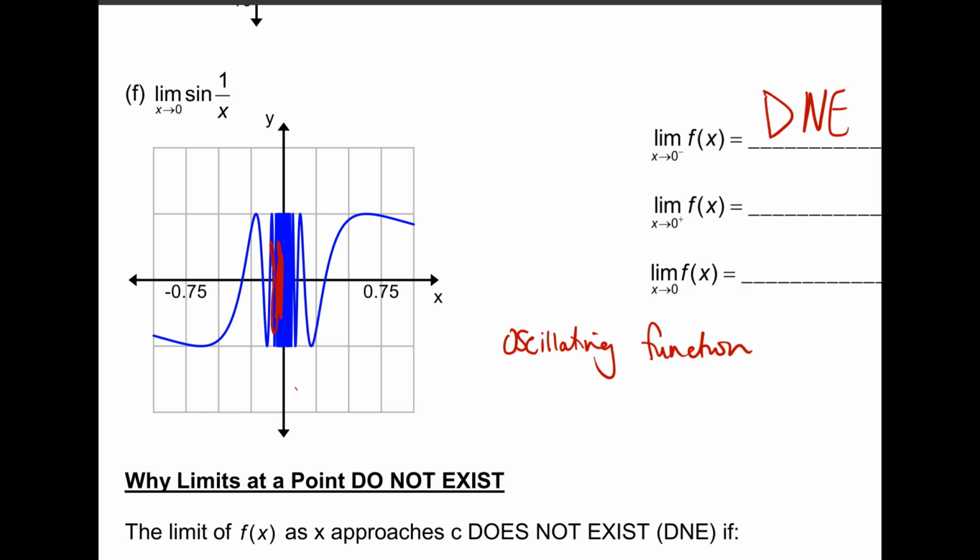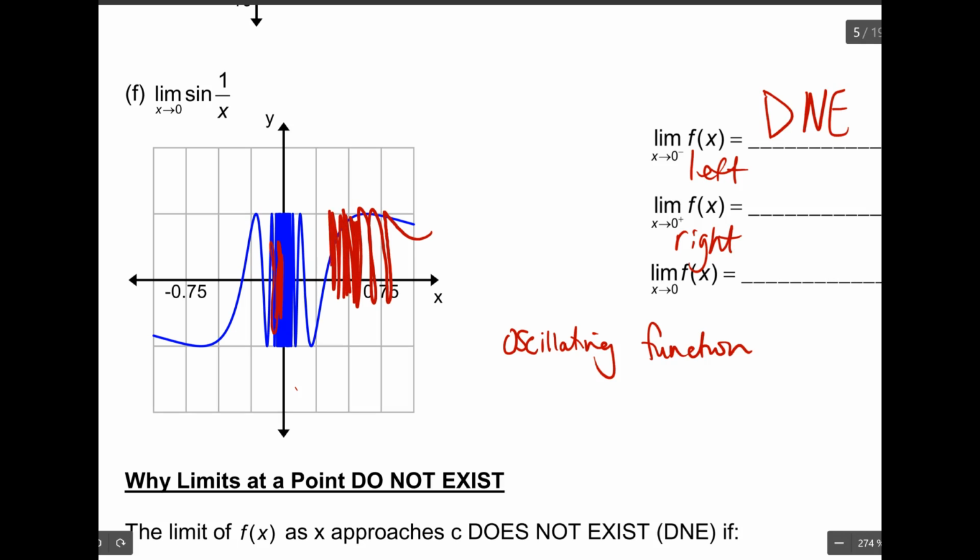Same way when you approach from the right side. Right, as you get closer and closer to 0, like we go 1, 1/2, we keep oscillating back and forth. So with any little incremental change, I'm not actually approaching a single number. I'm just oscillating even more.